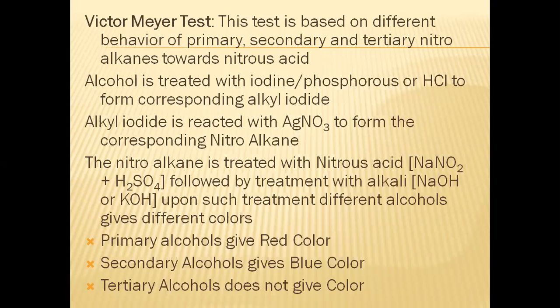Any alcohol, either primary or secondary, first of all we have to treat with iodine and phosphorus or HCl to form the corresponding alkyl iodide. This alkyl iodide is then reacted with silver nitrate to form the corresponding nitroalkane.